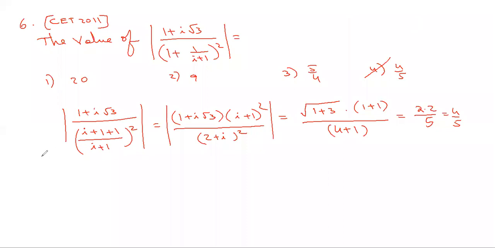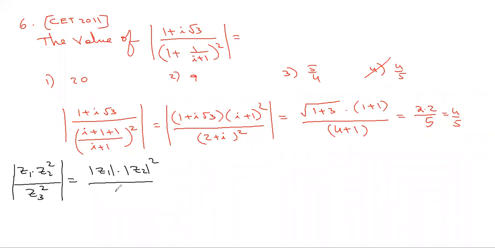See, what I did here is I used that property which we discussed in the last problem. The mod of Z1 into Z2 square, I'll just write exactly the form in which it is present, by Z3 square. Using this property, mod Z1 Z2 is mod Z1 into mod Z2, and mod Z1 by Z2 is mod Z1 by mod Z2. I can write this as mod Z1 into mod Z2 whole square by mod Z3 the whole square.